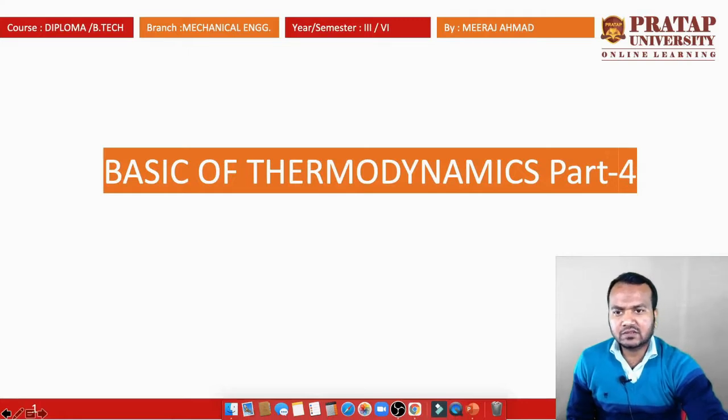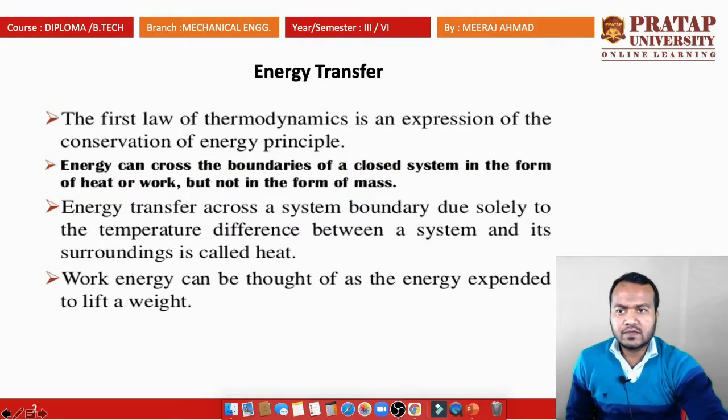Today we are going to study the basics of thermodynamics, part 4. In this, first we discuss the energy transfer. We already discussed energy transfer by two modes. One is by the temperature difference and one is the boundary phenomena.